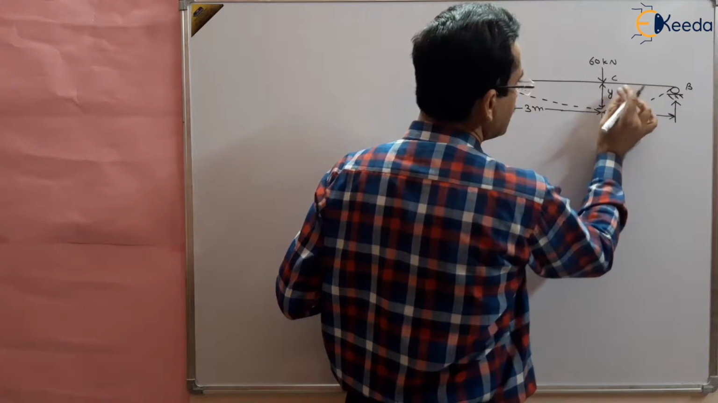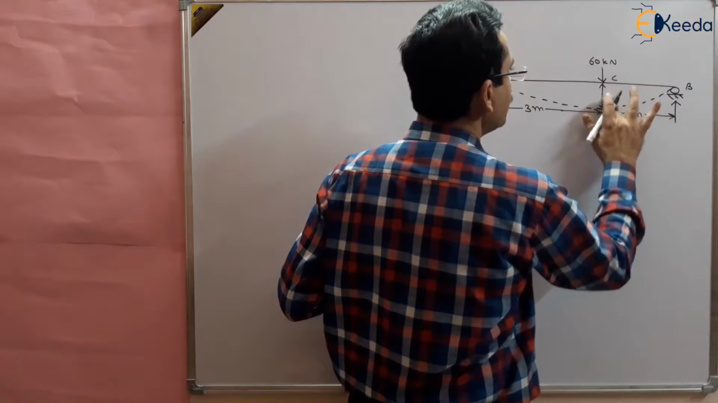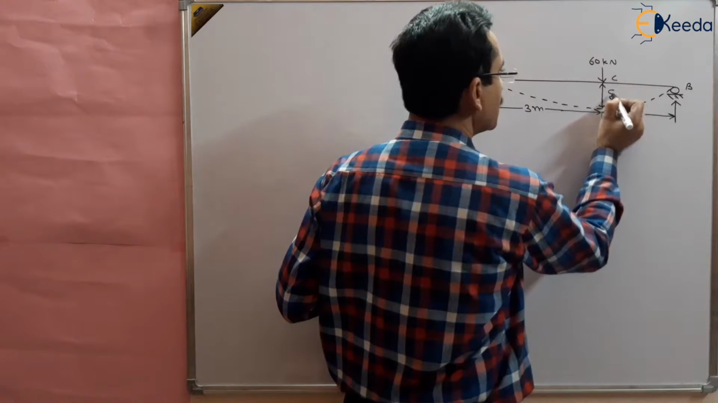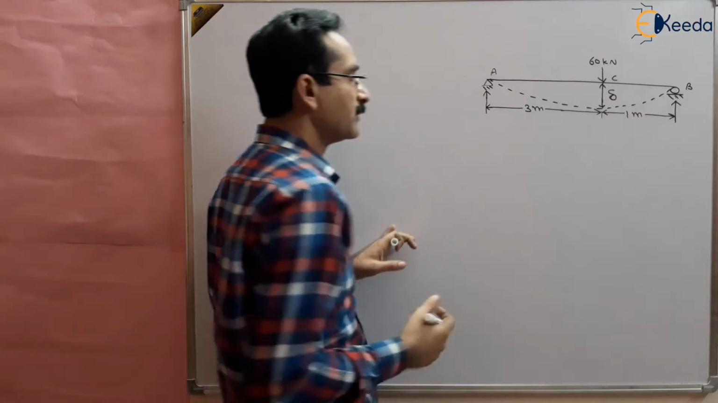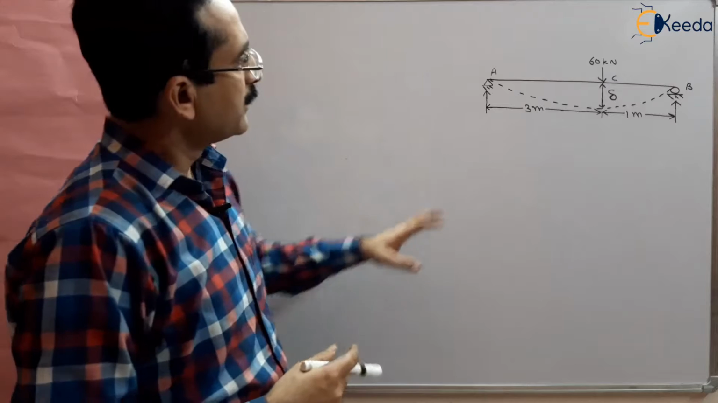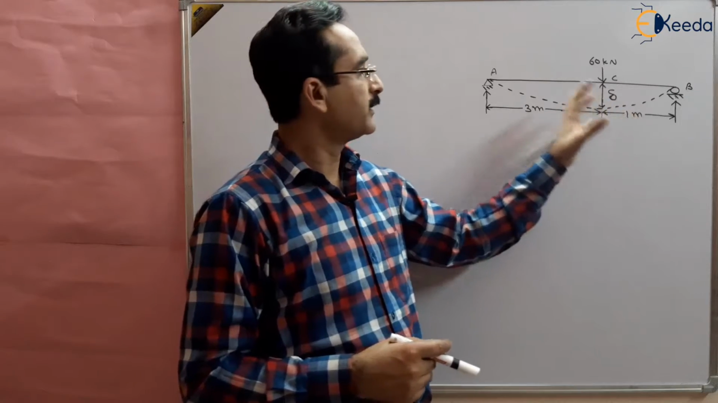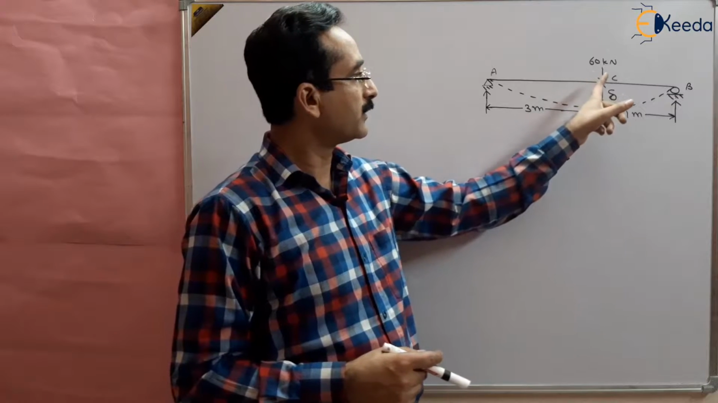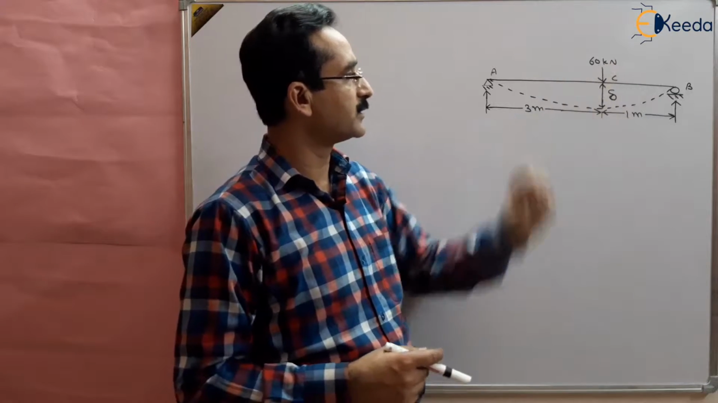Say it is Yc or delta. We want to use Castigliano's theorem, in which we have used delta, so that's why I am using delta here. So we can apply Castigliano's theorem to find out the deflection under the load of 60 kilonewton, right?